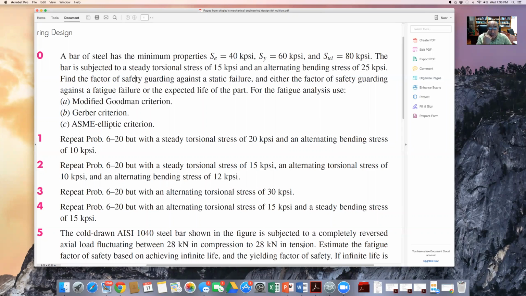So in this problem, what I need to do is find the equivalent stress to the 15 KSI torsion and the 25 KSI bending. And to find this equivalent stress, the easiest way is to use the distortion energy criterion and use von Mises. So the equivalent stress would be the square root of the bending stress squared plus 3 times the shear stress squared.